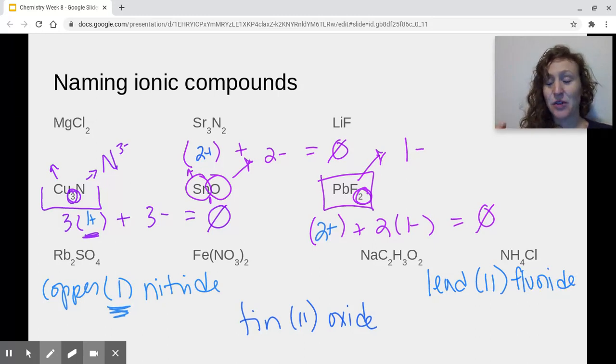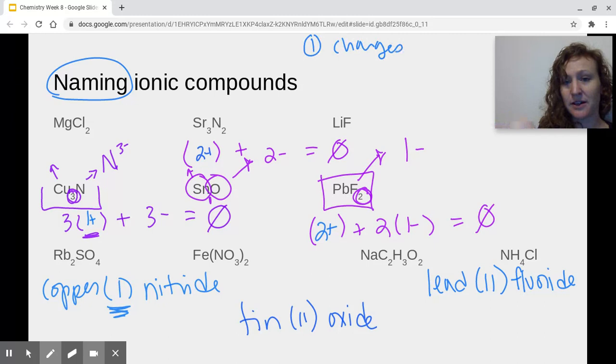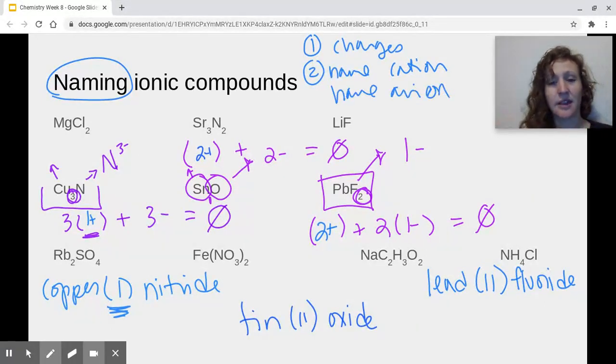All right, so just to recap, in order to name ionic compounds, you have to first figure out charges, then name the cation, then name the anion, and together you have the name of the ionic compound.